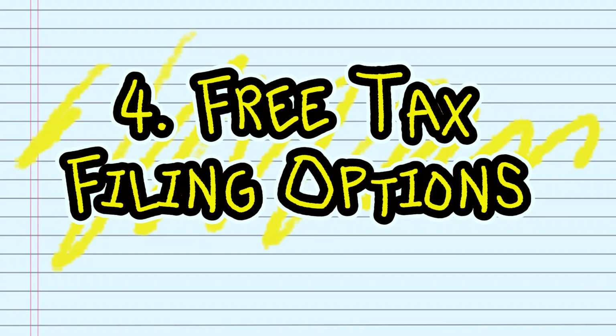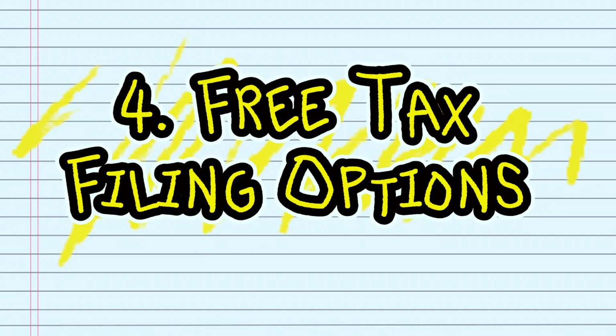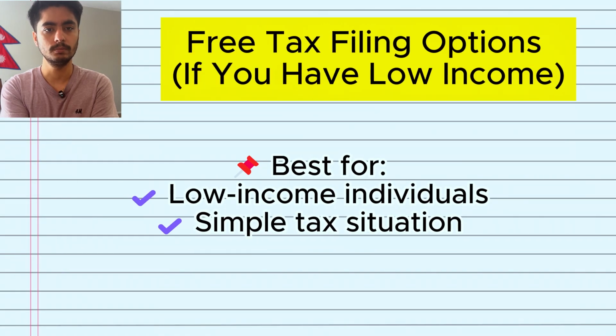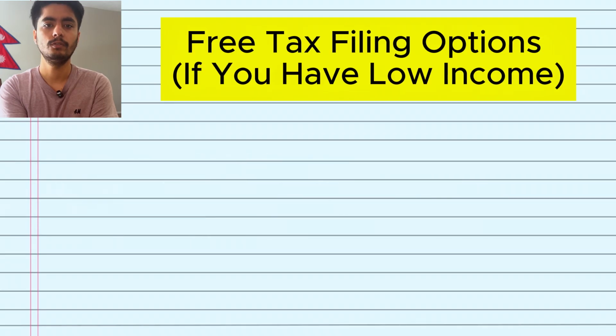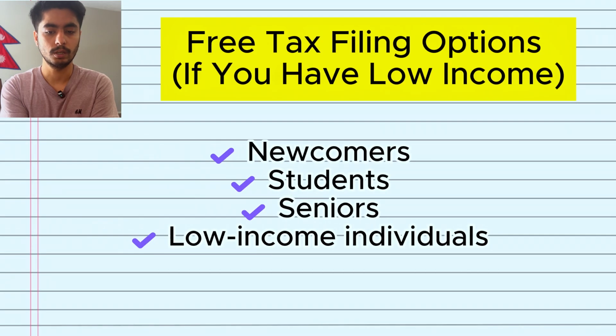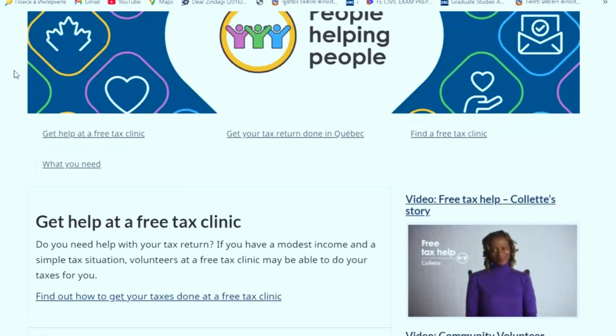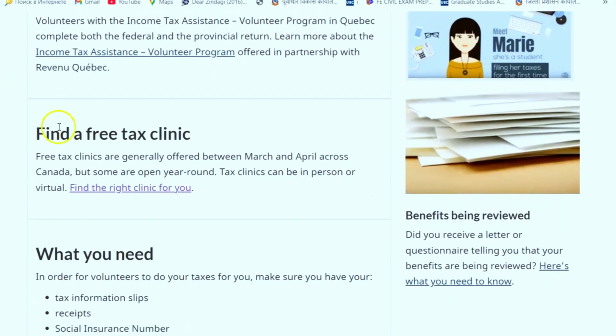The last but not the least way to file your tax is through free tax clinics. This is ideal for people who have low income and a very simple tax filing. If you are an international student or a newcomer and don't have much income and your tax filing is very simple, I recommend you go through a free tax clinic to file your tax. The Community Volunteer Income Tax Program (CVITP) offers free tax help for newcomers, students, seniors, and low-income individuals. To find a free tax clinic near you, you can click the link provided in the description box below.